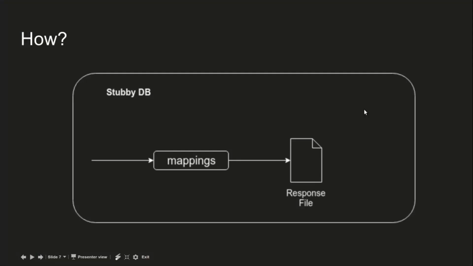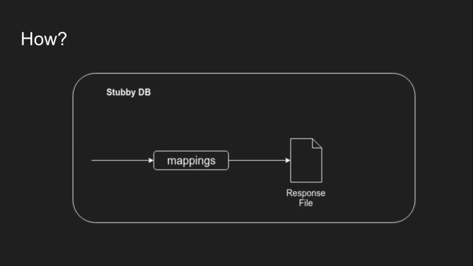Now, how does StubbyDB actually work? Whenever a request comes, it checks for the mappings defined in the YAML file and serves the corresponding response file. So in StubbyDB we have basically two parts. One is the mapping part, where you define request and response mapping, which is quite easy, and the response file. So for each mapping you can have a particular response file.